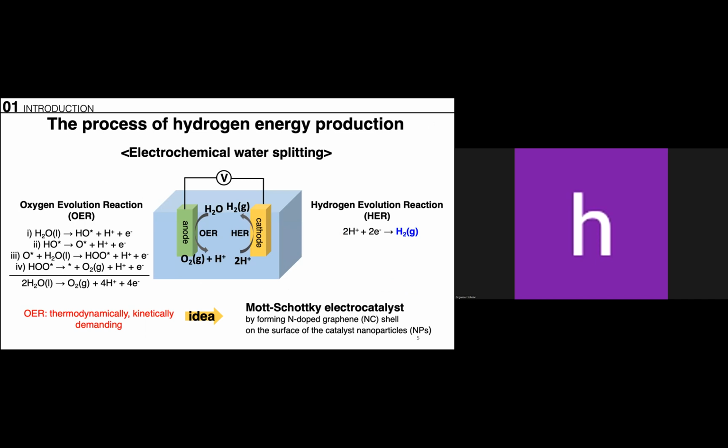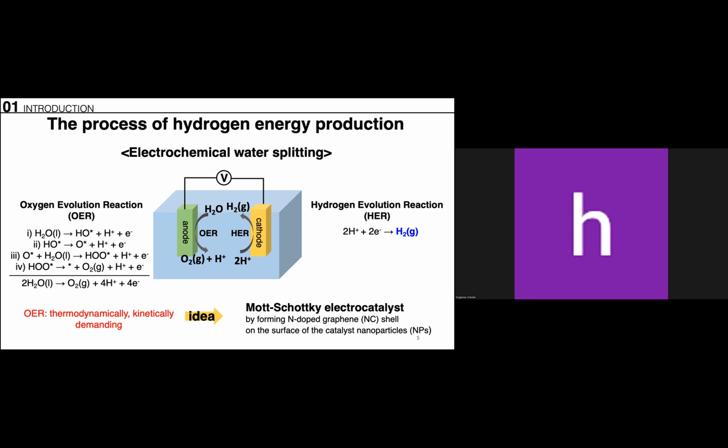Then how can we obtain this green energy source, hydrogen? This is a representative process of hydrogen energy production, which is called electrochemical water splitting. The overall water splitting reaction is the sum of the hydrogen evolution reaction, HER, and the oxygen evolution reaction, OER, which occur at the cathode and anode respectively. Significant efforts have been devoted to designing new catalysts for this water splitting.